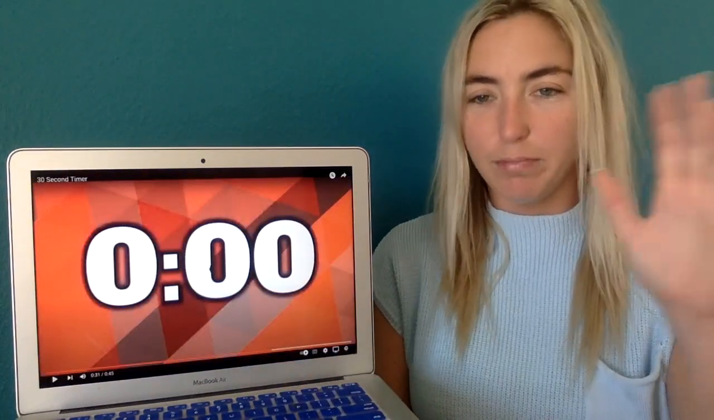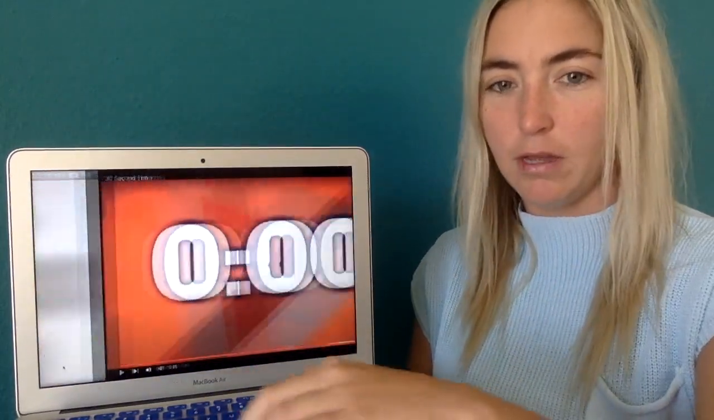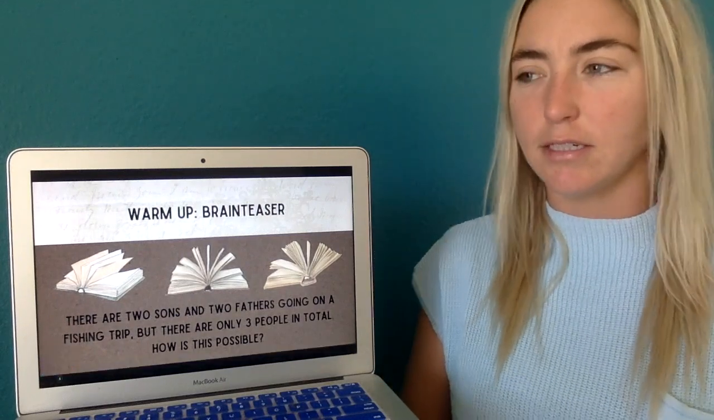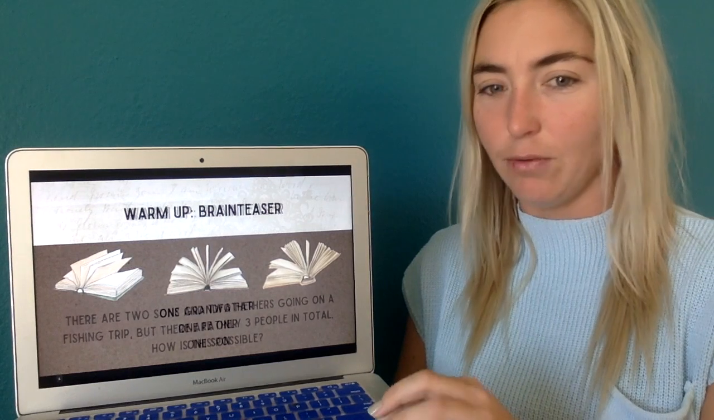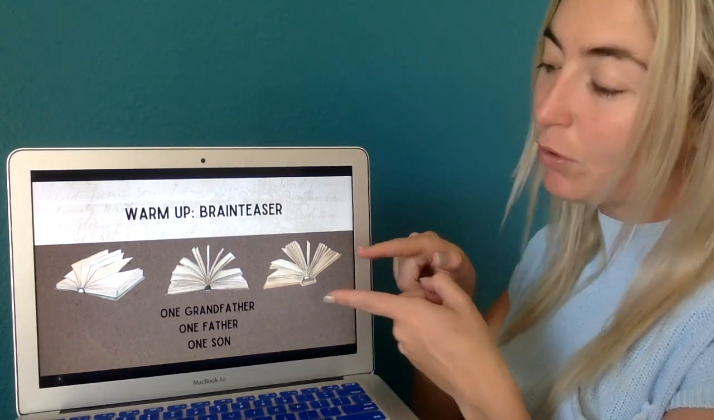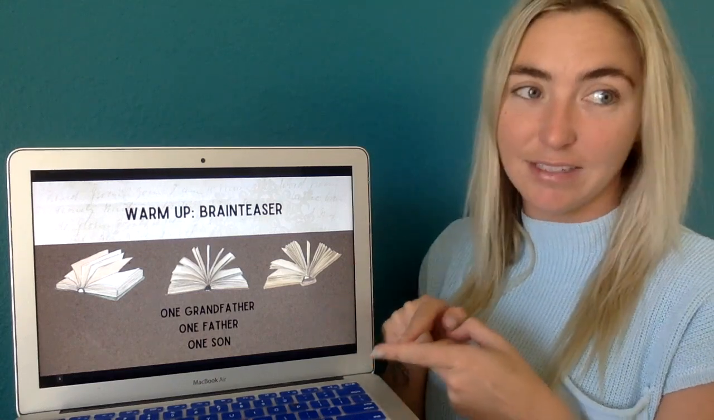Okay, so before I reveal the answer, can anyone tell me what they think it is? Okay, right. 1 grandfather, 1 father, and 1 son. So these are both dads and these are both sons, okay?